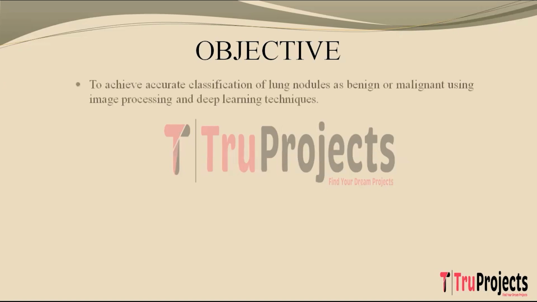Objective of the project. So, as I mentioned earlier, the primary objective of the project is to develop a robust system utilizing image processing and deep learning to accurately classify lung nodules as either benign or malignant. This involves leveraging advanced algorithms to analyze radiological images and extract relevant features crucial for precise diagnosis, thereby aiding in early detection and appropriate treatment of lung cancer.